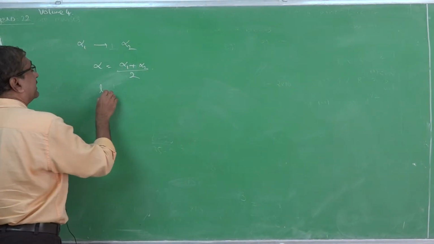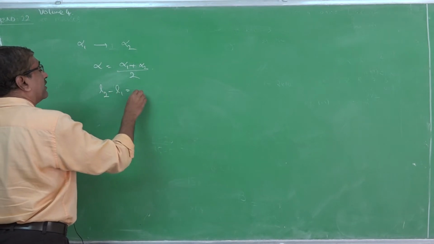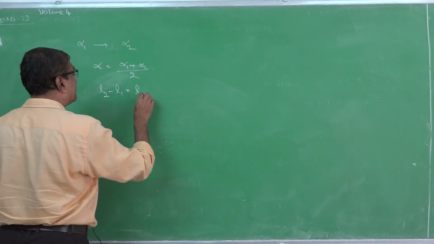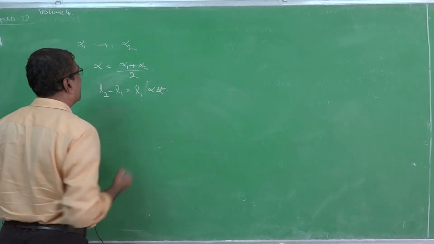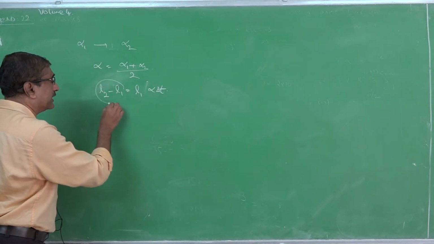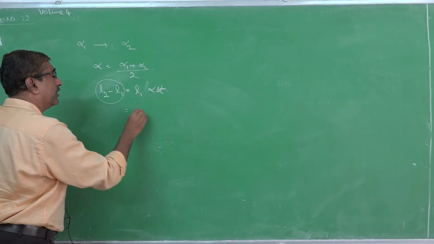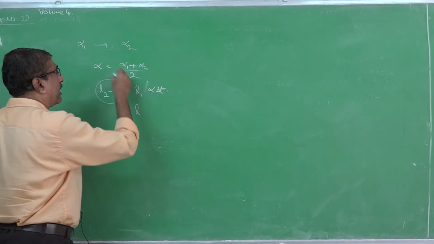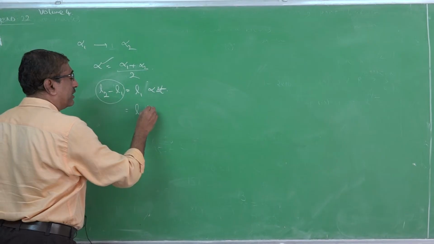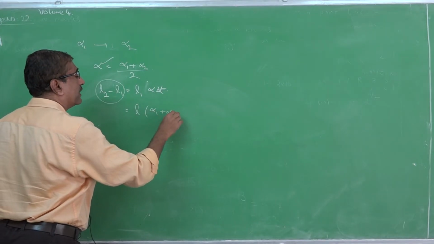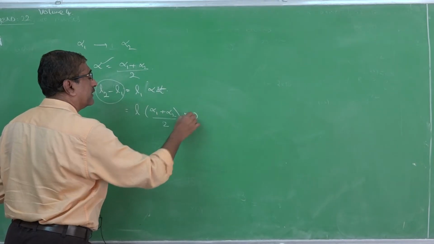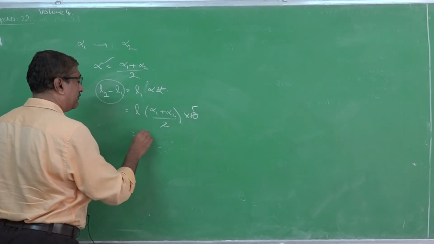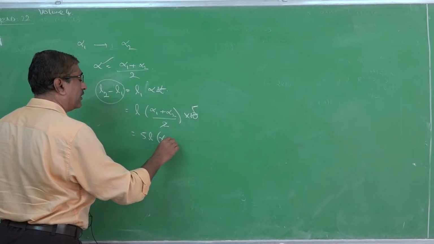The increase in length, L2 minus L1, is equal to L1 alpha delta T. So here we have to calculate this increase in length. That is equal to the initial length L into the average alpha value, that is (alpha 1 plus alpha 2) by 2, for a change of temperature of 10 degrees centigrade. So this is 5L into (alpha 1 plus alpha 2).